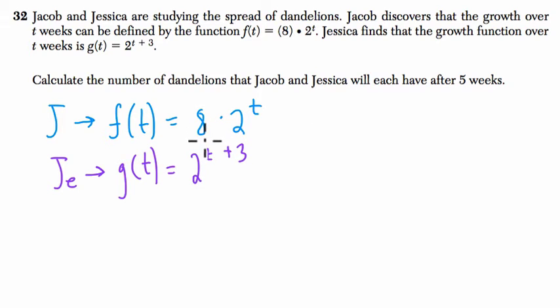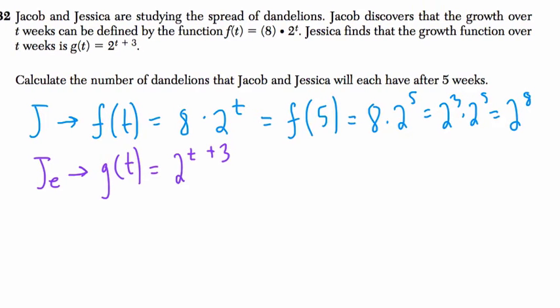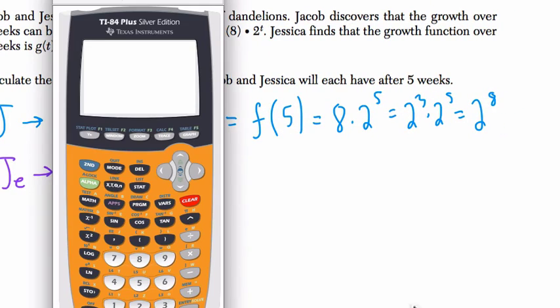So these are actually, in this case, the same function. How do I know? Well, if I plug in 5 to the first function, Jacob's function, that means we're finding when t is 5, f of 5, we get 8 times 2 to the 5th. And what's that? Well, 8 is 2 to the 3rd, times 2 to the 5th, and that's 2 to the 8th, right? You'll see why I showed it that way in a second. So I don't have to write times 2 eight times, ew, right? Or times 7 times from the original. I just write 2 to the 8th, right? 2 to the 8th is 256.